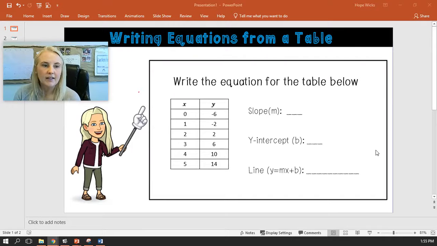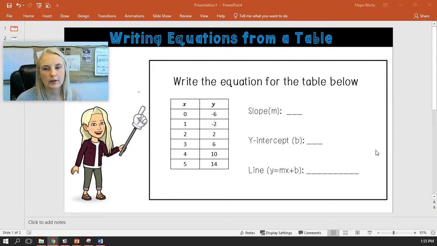Hi, and welcome back. This is Miss Wicks, and I'm here to teach you a little bit about writing equations from a table. So here I have the example: write an equation from the table below.